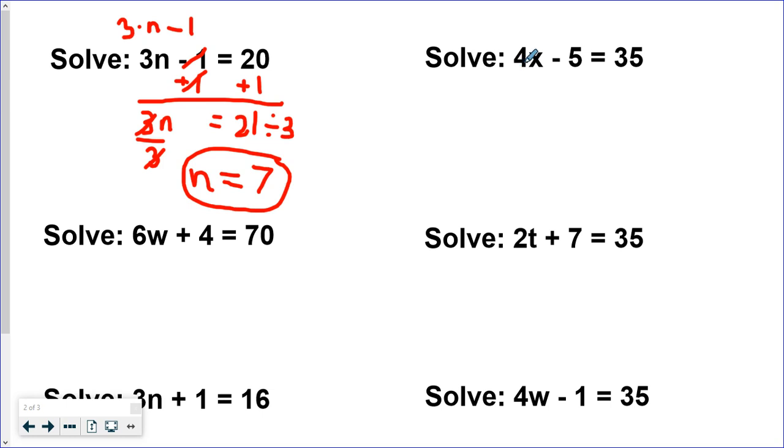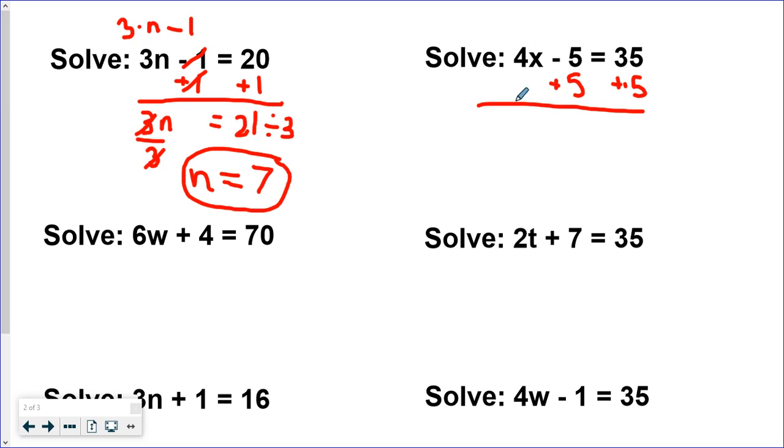Let's come on over here to this problem over here. I have 4x minus 5 equals 35. Again, this means 4 times x, and I'm subtracting 5. And so what I want to do is get rid of the addition and subtraction first. So right now I'm subtracting 5. I want to do the opposite of that. I'm going to do the opposite of subtracting 5, which is adding 5. I'm going to add 5 to both sides.